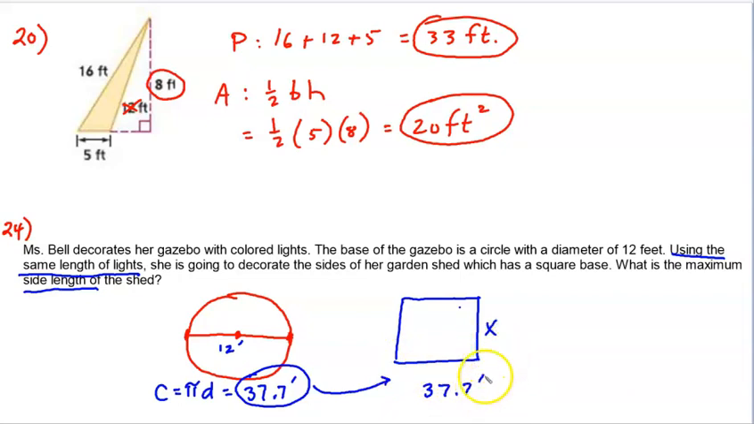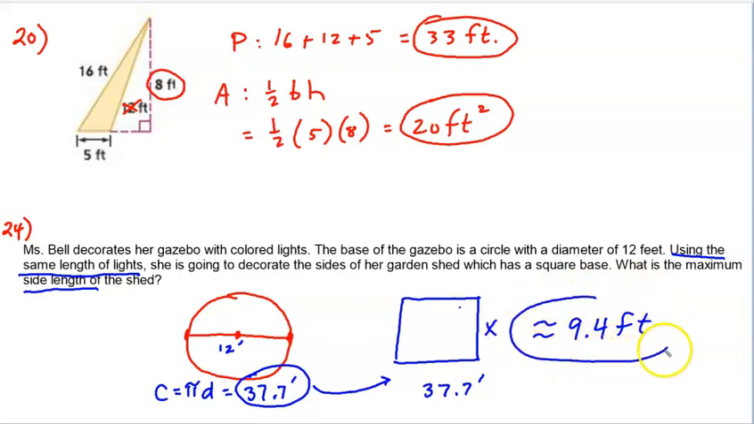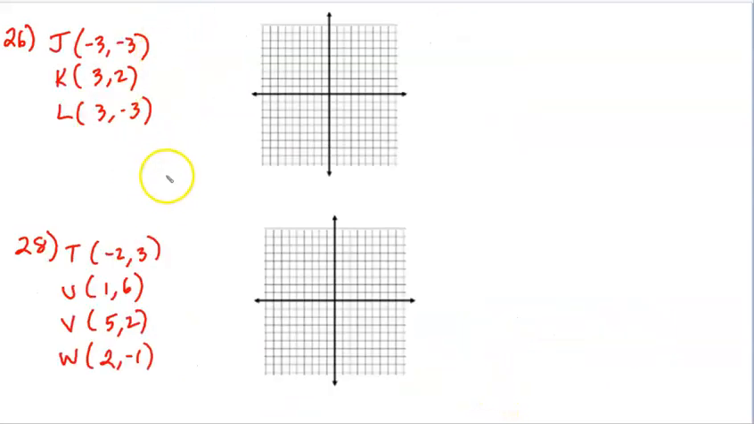So pretty easy. We just divide 37.7 by 4 since it's a square. And we get about 9.42, 9.43. Since we've been rounding to the nearest tenth, we'll just say about 9.4 feet. Okay, and I've got one more, or two more actually.